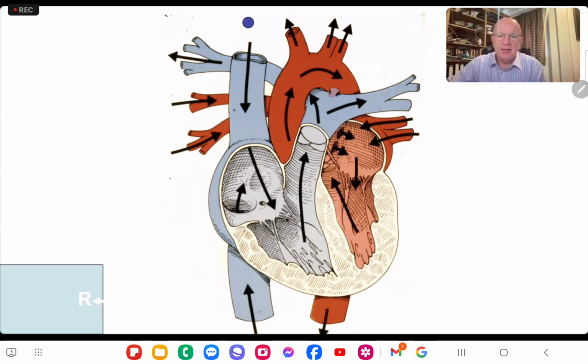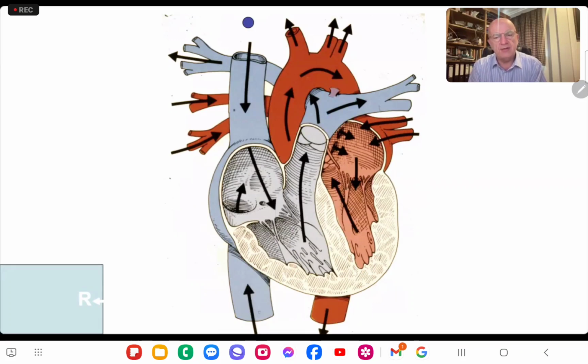And then you can see the tricuspid valve, which leads into the right ventricle. And between the opening of the IVC here and the tricuspid valve here, there's another hole here in the middle, isn't there? And that's the coronary sinus. The coronary sinus drains the blood from the heart muscle itself back into the venous circulation.